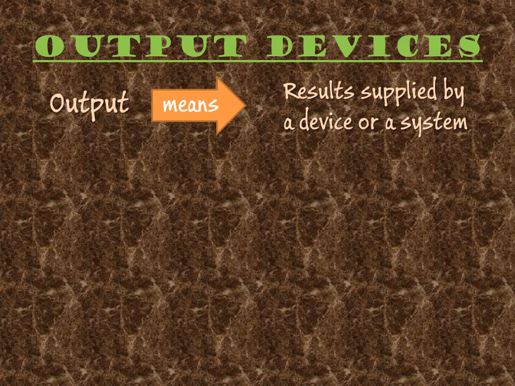So what is the output here? The output is a glass of mango shake. Like that, any result supplied by a system or a device is called output.